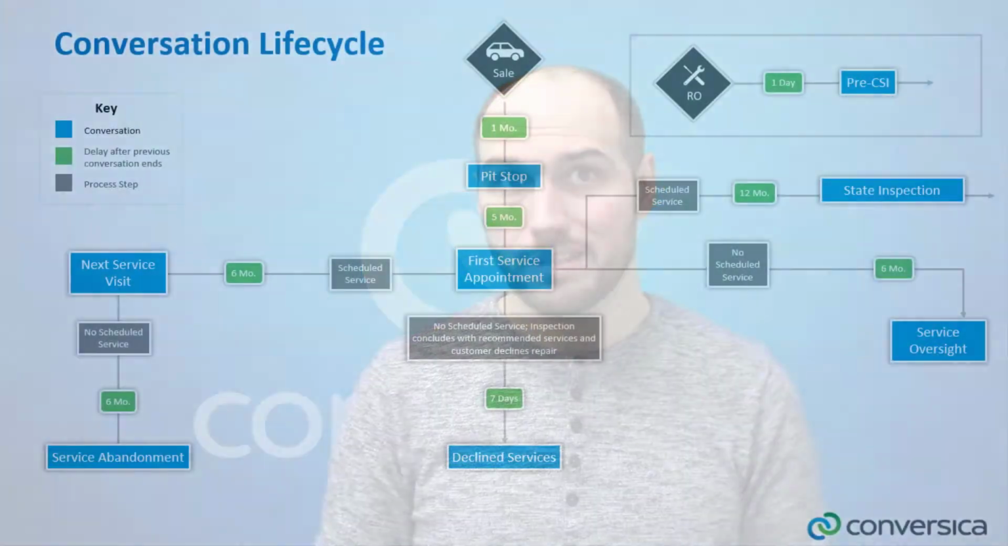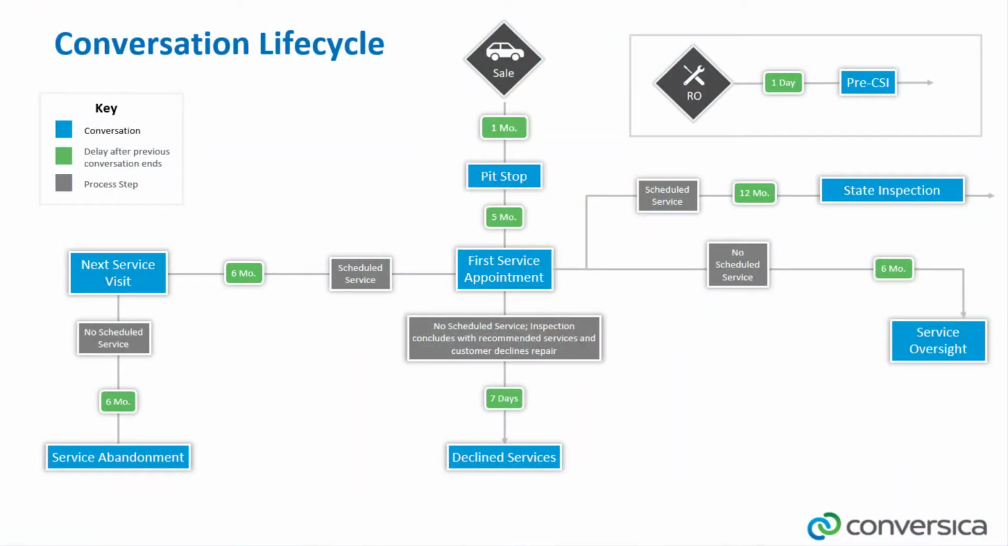Conversica offers a slew of service conversations that target car owners at different points in the ownership cycle, such as services being scheduled or abandoned and customers declining repairs. Here's an example of the Conversica conversation lifecycle and what messages a customer may receive. The specific conversations your business uses depend on the skills selected for your assistant.